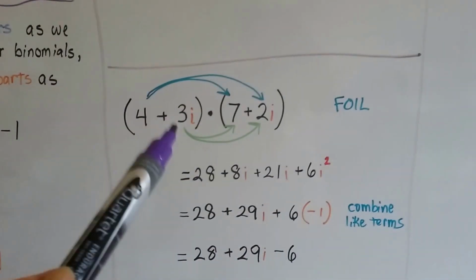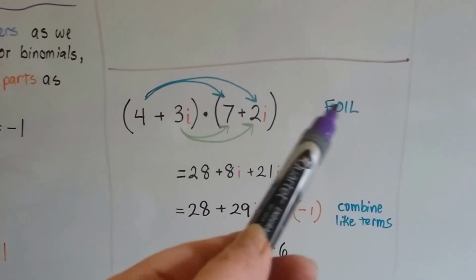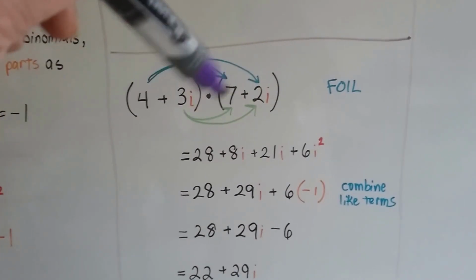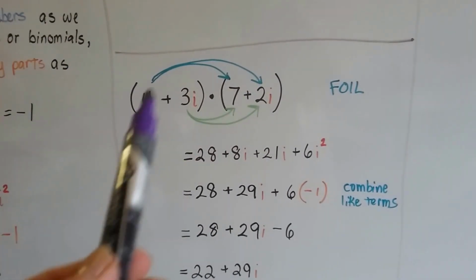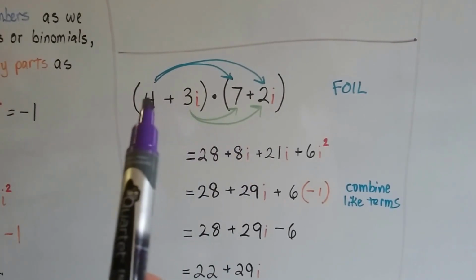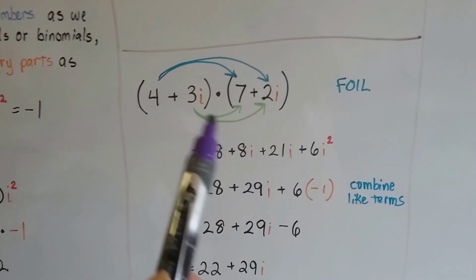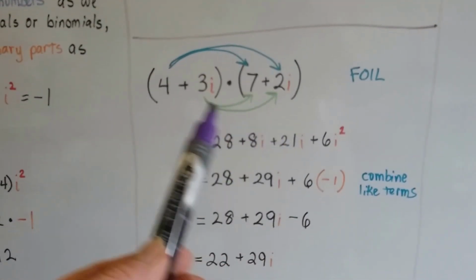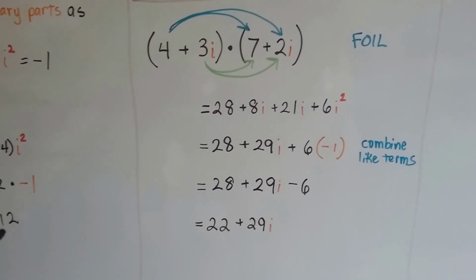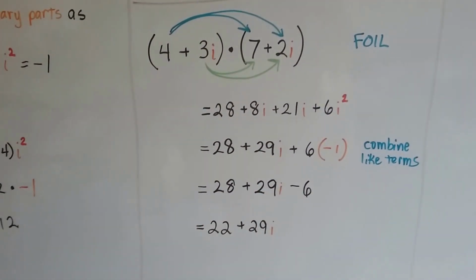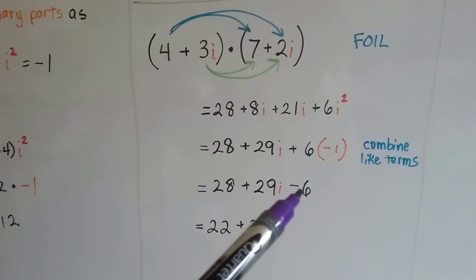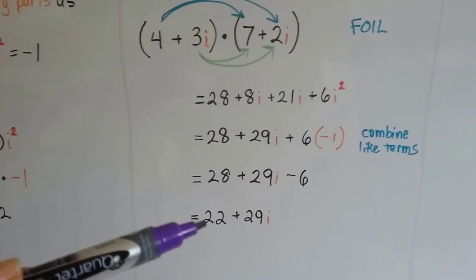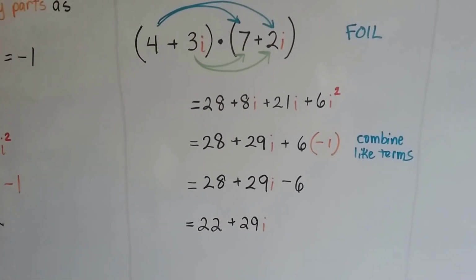If we see two binomials like this, we can FOIL them like we normally would. We can do the first, the outer, the inner, and then the last. That gives us a 28 plus an 8i plus a 21i plus a 6i squared. See? We combine like terms. We know that this i squared means a -1, so that means this positive 6 becomes a -6. We combine the like terms, and this 28 and that -6 makes a 22 plus 29i. See?